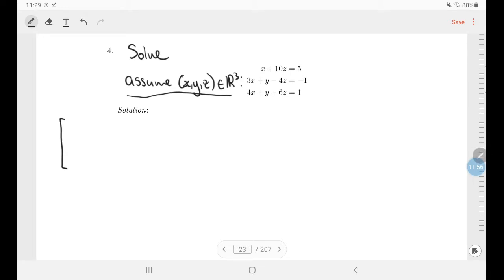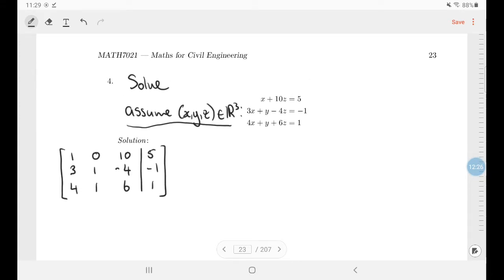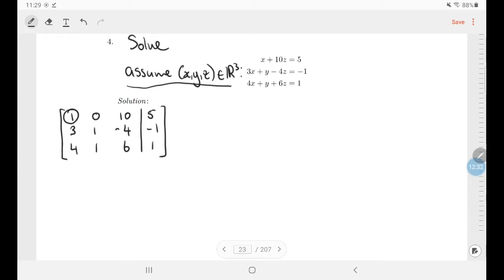So off we go. The first equation as a row is 1x, 0y, 10z equal to 5. Then we have 3x plus 1y minus 4z equal to minus 1. And 4x plus 1y plus 6z equal to 1. So this is where we're at. What we want to get is a pivot with zeros underneath. The good news is that we have a pivot already, and we're going to use that pivot to attack the things underneath.